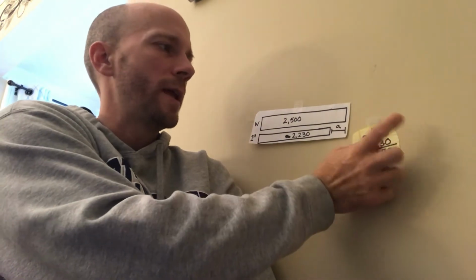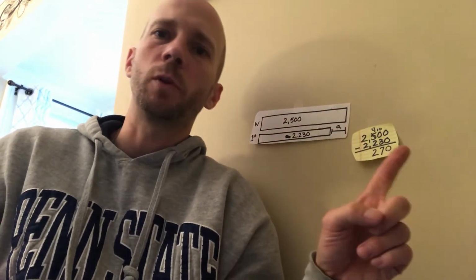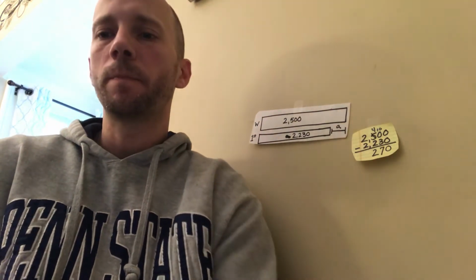Pause me. Shouldn't have taken you too long. So I have A is 270 pounds. 270 pounds was removed. So 270 pounds of apples. So now I'm going to construct one more last tape diagram. This is the easiest one.